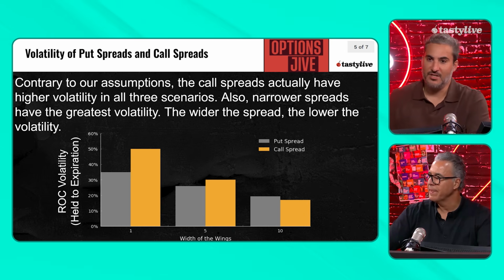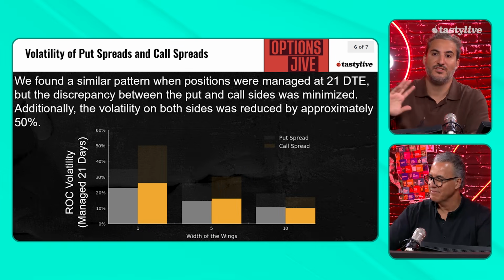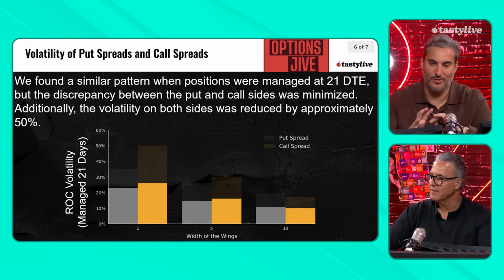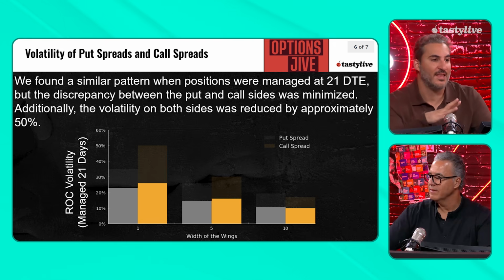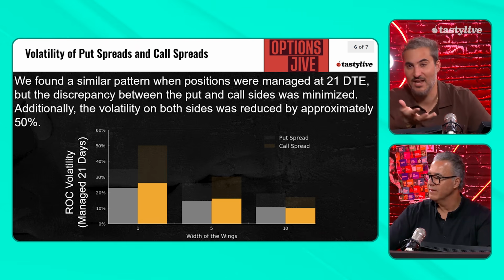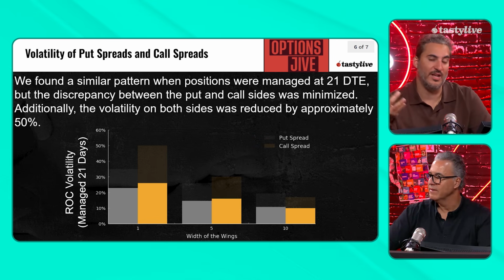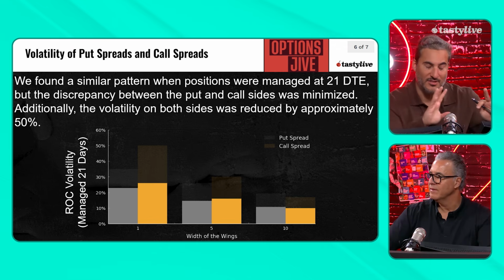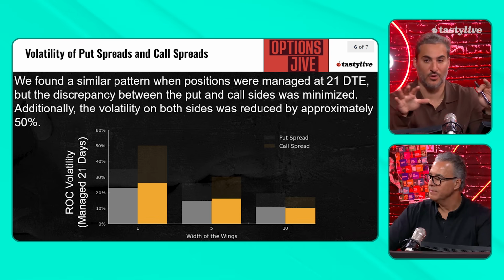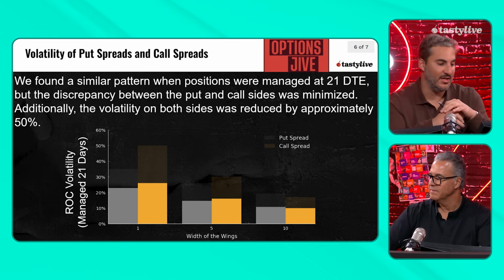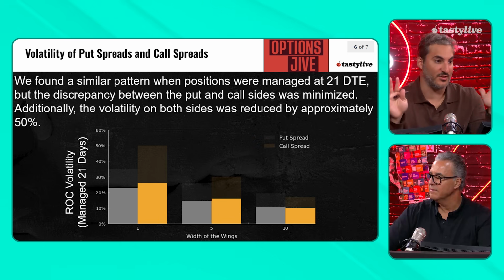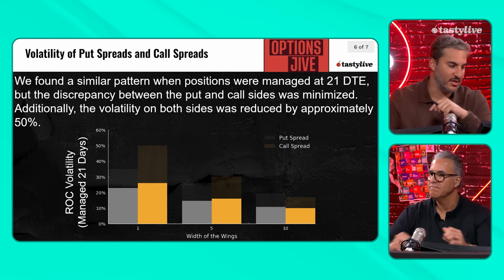When you're managing positions across the board, you are changing your P&L volatility, your return on capital volatility, and this is relative to the position itself. You're tightening that up significantly. This is true across basically any study that we've ever done: managing winning trades, managing at 21, is all done for the purpose of reducing the P&L volatility. Whether you're trading $1, $5, or $10 wide spreads, you reduce the overall P&L volatility in all circumstances. And that's really why we're managing these trades. That is correct.